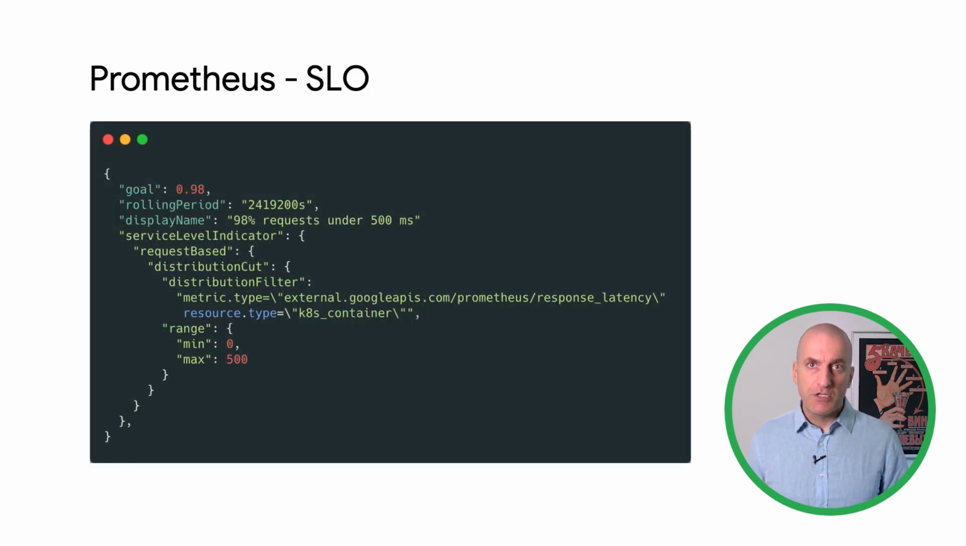Here's an example of how you can use a latency metric written by Prometheus to create a distribution cut SLI and set an SLO target for it. A distribution cut allows you to capture the percentage of values that fall within a specified threshold as defined by range. This SLO expects that 98% of responses complete within 500 milliseconds over a rolling 28-day period.